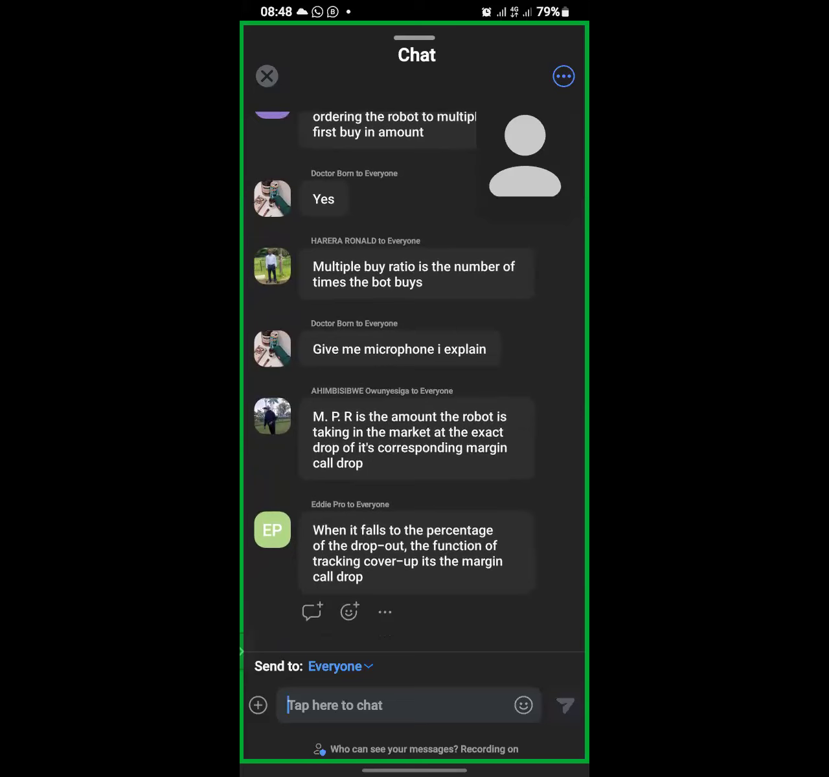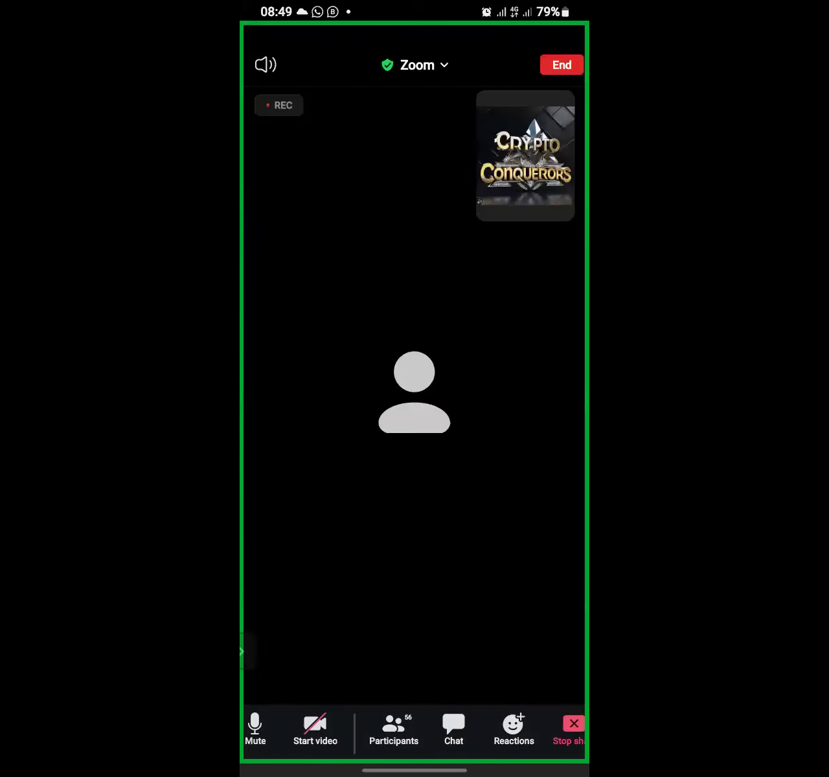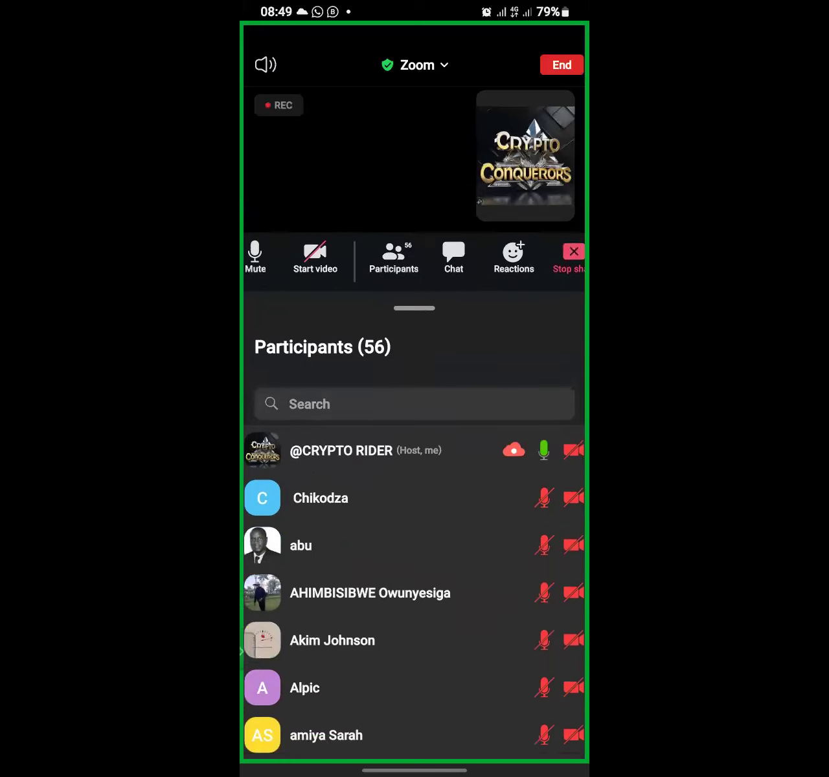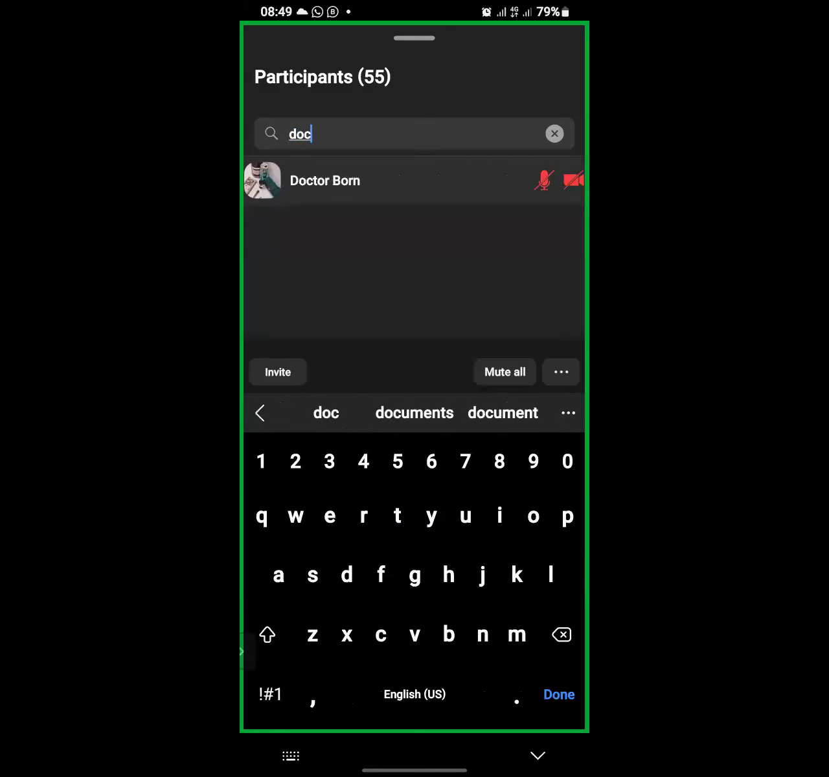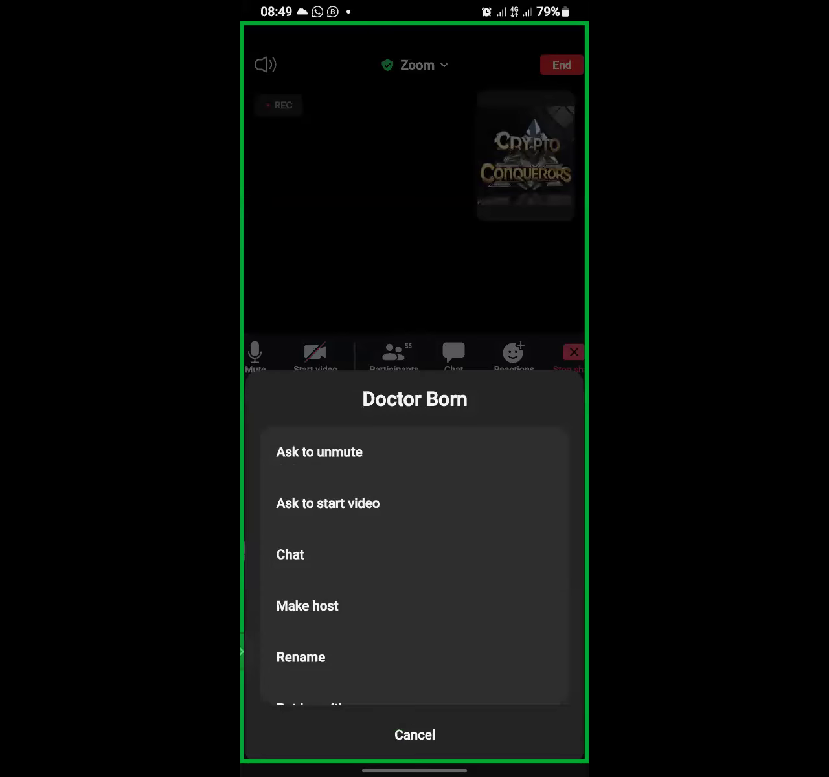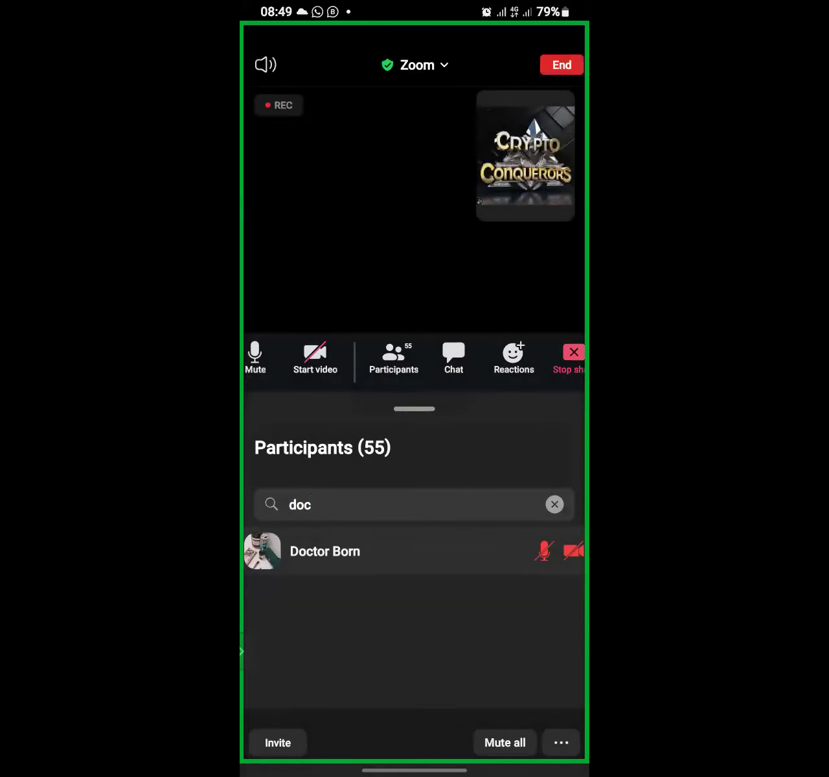Okay, good explanation, but try to break it down for people to understand. Not everyone, man. Your English is full of terms, but good explanation. Guys, I'm very happy that we are learning. Someone says, give me the microphone, I explain. Dr. Bond, let me look for you. Okay, there you are, trying to unmute and tell us.